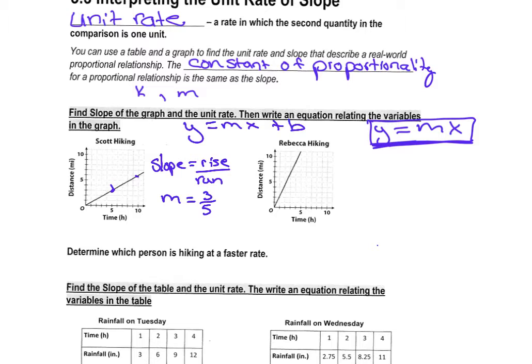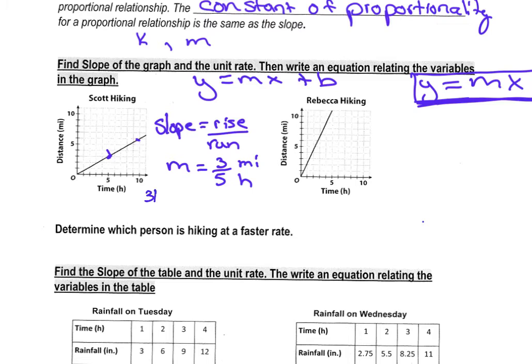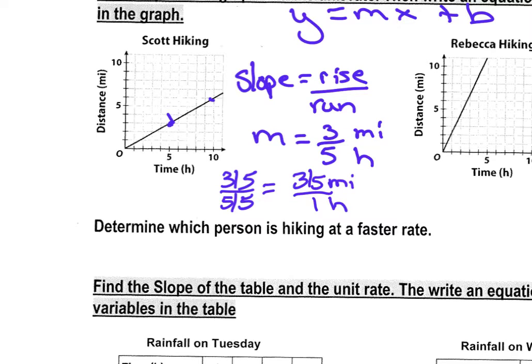Now, they want us to make it a unit rate, which means we have to get rid of our denominator. Because if we had labels on this, we would have 3 miles in 5 hours, right? That's what that means. So we're just going to divide both of them by 5, right? If I divide 3 by 5, and then I divide 5 by 5, I get 3/5 miles in 1 hour. That's my unit rate. So my unit rate is 3/5 miles per hour.